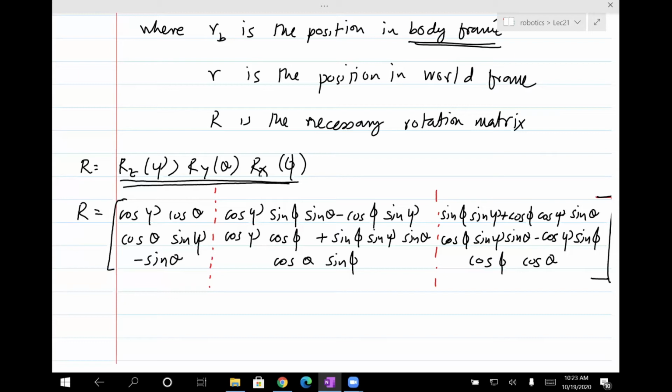Okay, all you need to know about it. Any questions on this? Okay, so let's now get to the next thing, which is velocities in three dimensions.